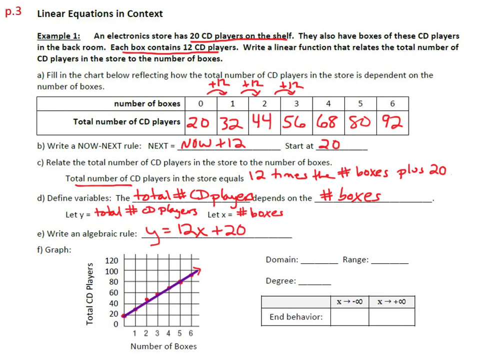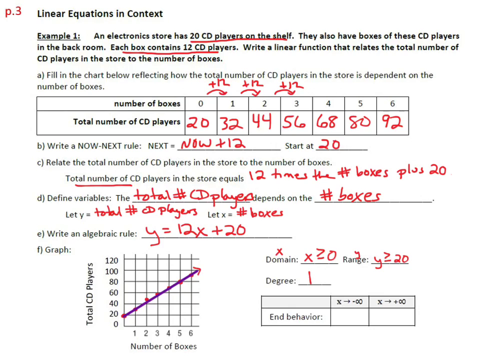And then we also want to make sure that we understand what's going on with the domain, range, degree, and end behavior. So keep in mind, domain, we're talking about the x values that we can see from the graph. And we can see that our x values in the graph are greater than or equal to 0. We could have 0 boxes. That's possible. For the range, we're talking about the y values that we see in the graph. And our y values are going to be greater than or equal to 20. We're starting at the 20 CD players that are on the shelf. Now, we mentioned that this is a linear function, and with any linear function, the degree will always be 1.